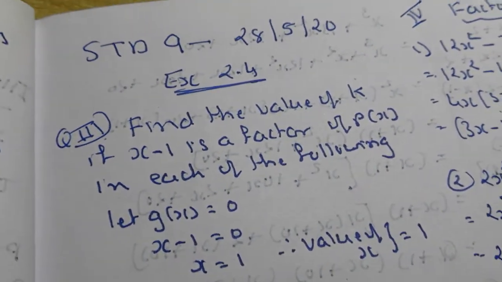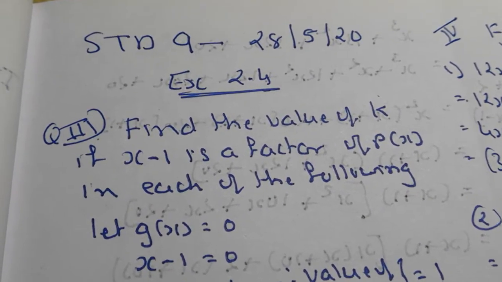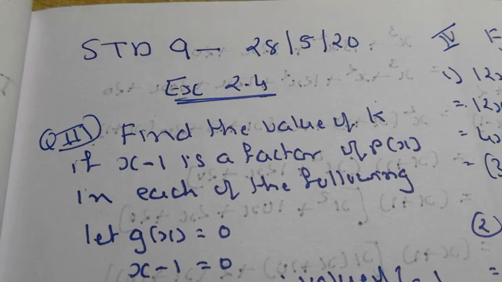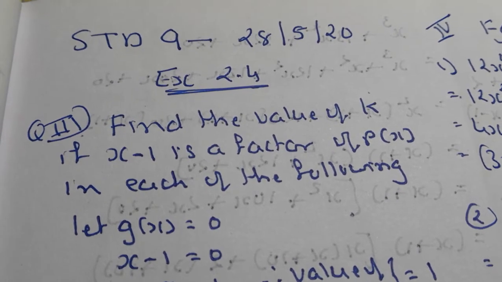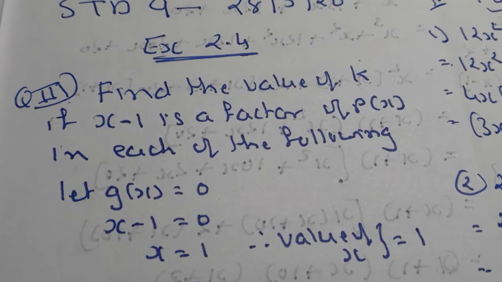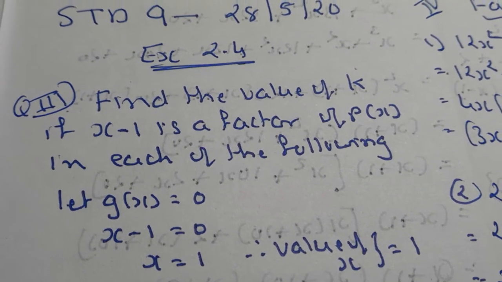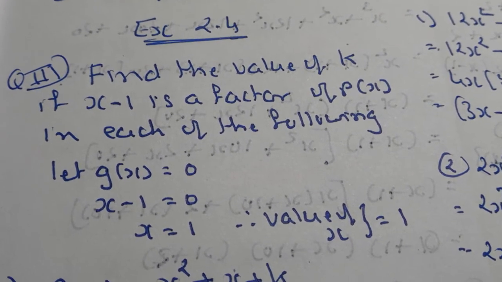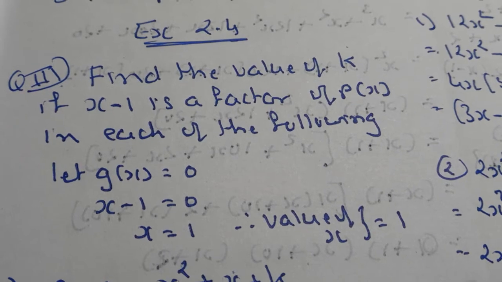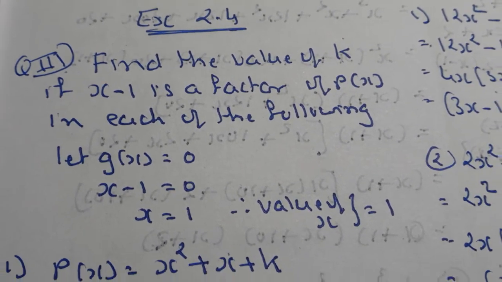Well, today we are going to start with our exercise 2.4, question number 3. Find the value of k if x minus 1 is a factor of p(x) in each of the following. So, we assume g(x) is equal to 0. So, our g(x) is x minus 1 is equal to 0. So, x is equal to 1, as minus 1 is shifted to the right hand side. So, we can say that the value of x is equal to 1.